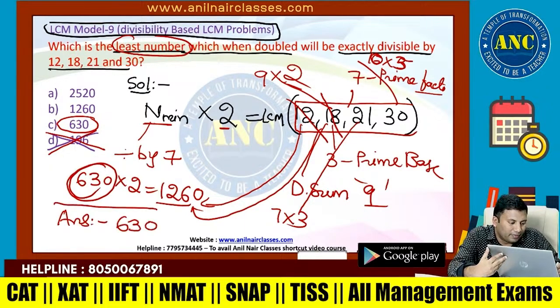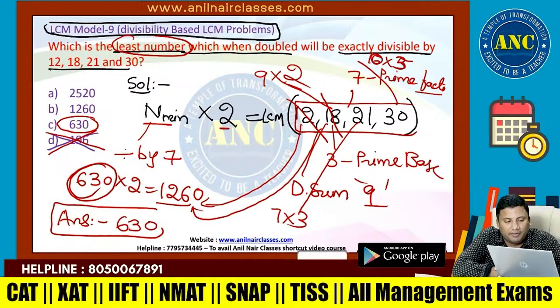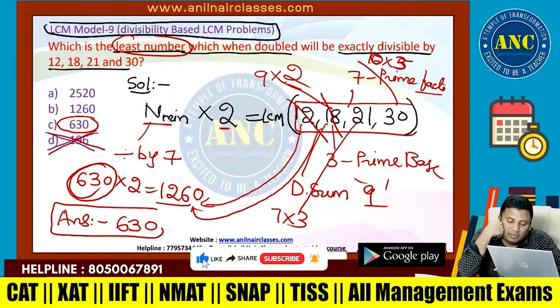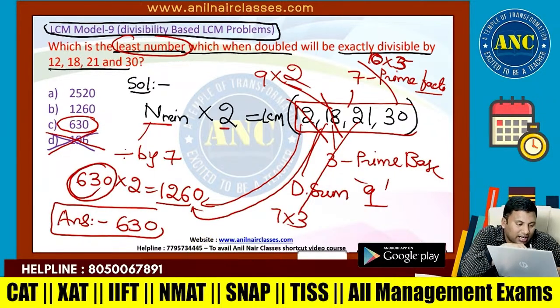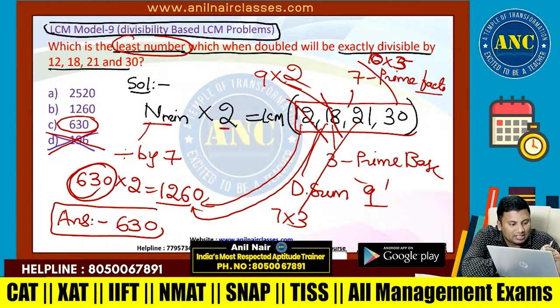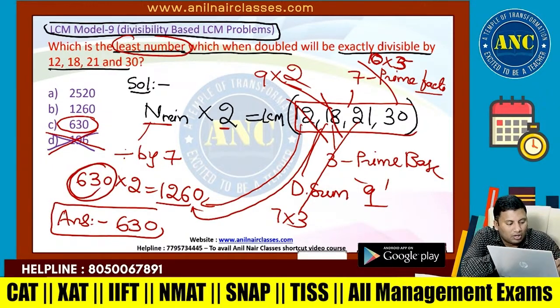Answer is 630. Again I am explaining. Please listen carefully. There is a least number n which when doubled I will get the number which is divisible by 12, 18, 21, 30. 18 digital sum is 9. Right hand side, if one number's digital sum is 9, left hand side also should have digital sum 9. 196 digital sum is not 9. Option D is eliminated. 630, 1260, 2520. Because it is mentioned that it is the smallest number, take 630.